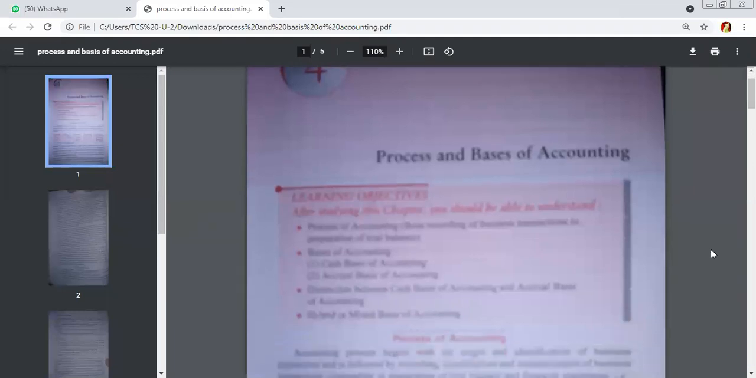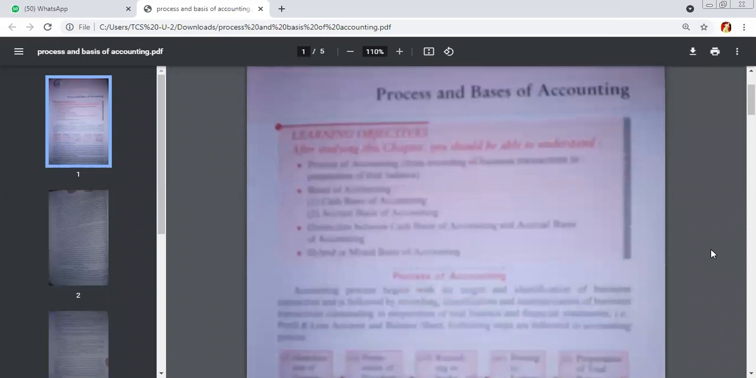So many things are there that we discussed in the fundamentals as well. So what is the process of doing all these steps, and what are the bases of accounting? Today we will learn this in this chapter. If I talk about the learning objectives of the chapter, it is the process of accounting, from recording the business transactions to the preparation of trial balance.